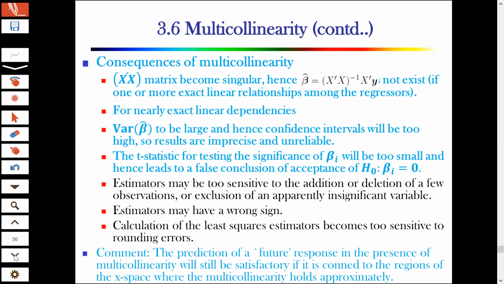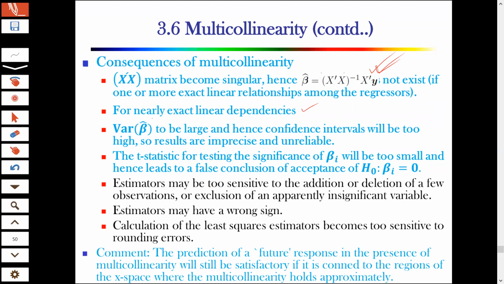Consequences of multicollinearity: as said, the X transpose X matrix becomes singular, and so the least squares estimator does not exist. If there is one or more exact linear relationships among the regressors, then the least squares estimator does not exist, for exact linear dependencies.